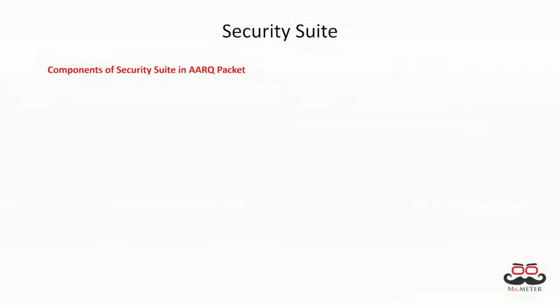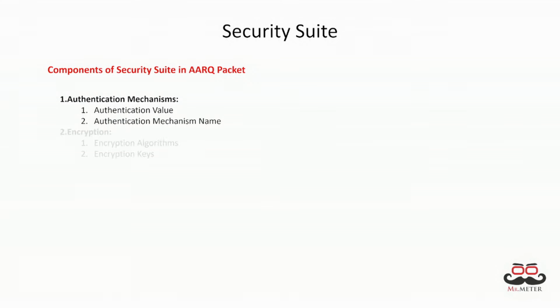Okay, let's talk about the components of the security suite in the AARQ packet. The authentication value, which is a part of the authentication mechanism, contains the credentials or tokens used to authenticate the entities. It ensures that both parties are who they claim to be. The authentication mechanism name specifies the method of authentication, such as passwords, digital signatures, or other schemes.